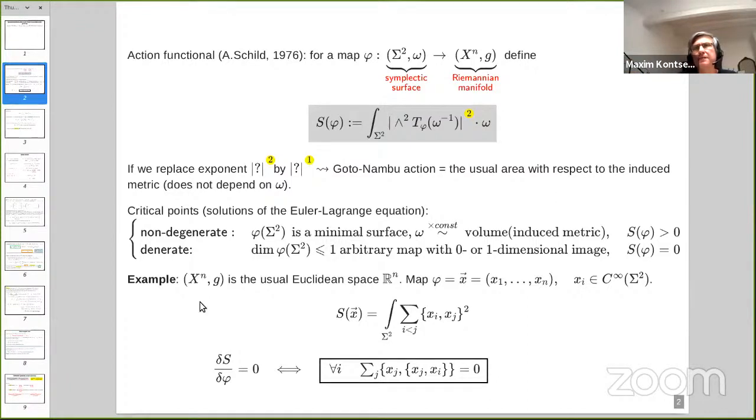Now, if my target space is Euclidean space, the map is just a bunch of real valued functions on my surface, and the action is very easy to calculate. It's the integral of the sum over squares of Poisson brackets of these functions. And I forgot to put omega here. Okay, and if you want to consider the Euler-Lagrange equation, the variational derivative is 0, you get this nice looking equation. It's clear, you get something of degree 4. Now when you take derivatives you get something of degree 3. So the sum of double Poisson brackets for each variable is equal to 0. So that's the first story.